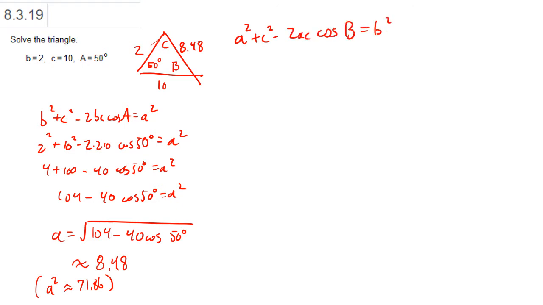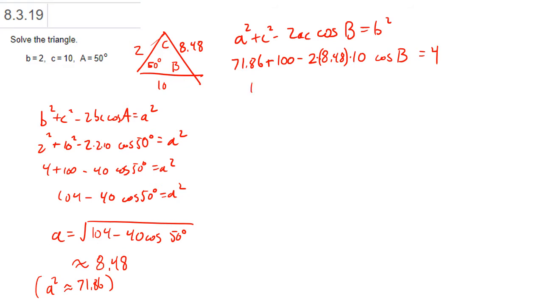Okay, we know little a, and in fact this is why just a moment ago I made a point to write down what a squared is approximately equal to. I knew I was going to need it later on. So little a squared is about 71.86. Little c is 10, so c squared is exactly 100, minus 2 times 8.48 times 10 times the cosine of our unknown angle, and little b squared is exactly 4.